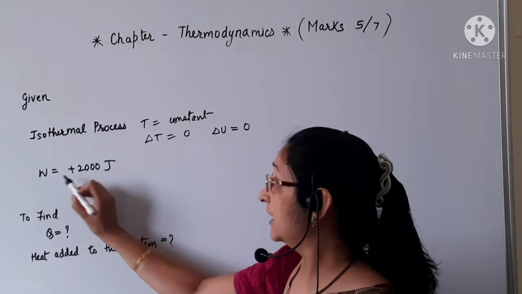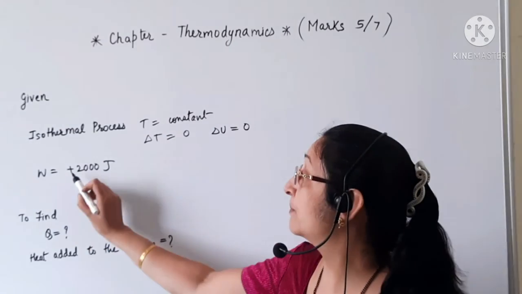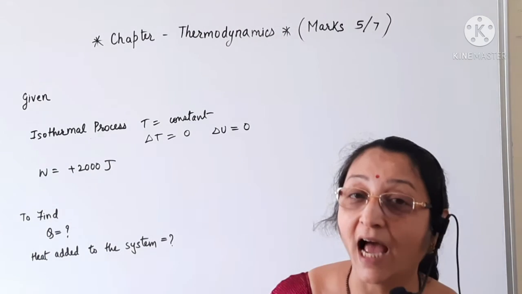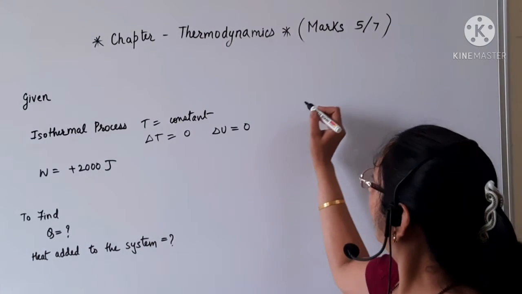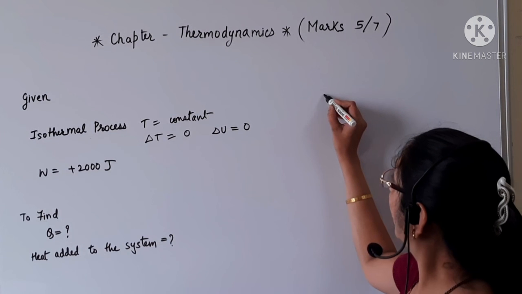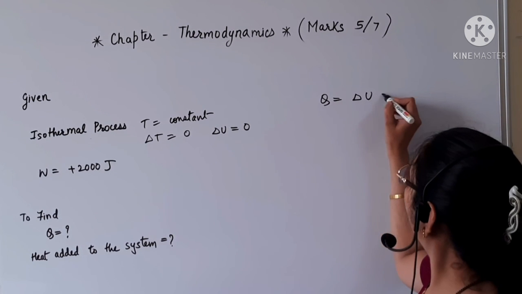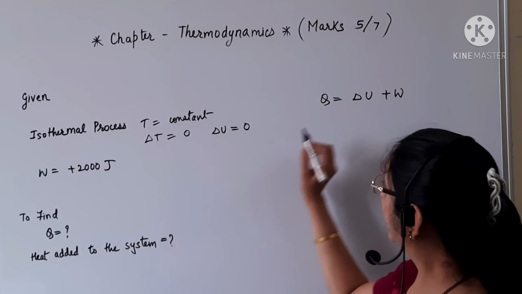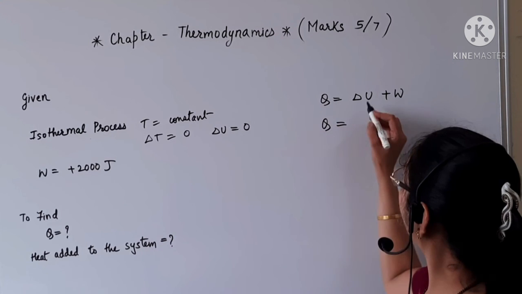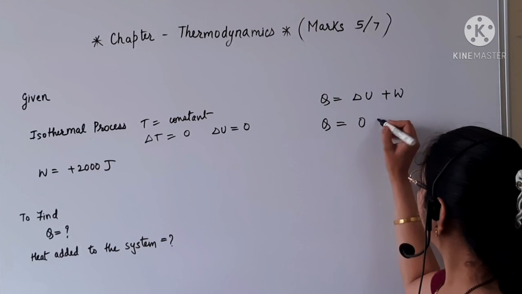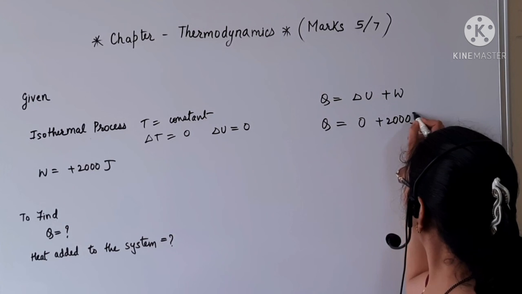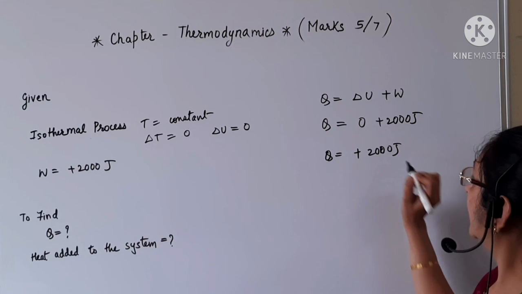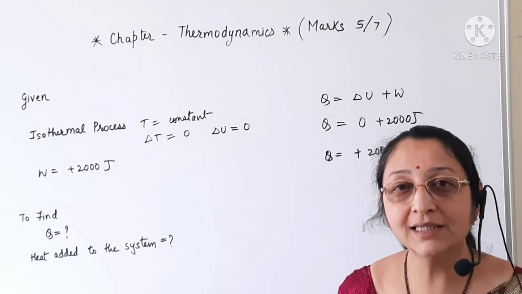So its work done is 2000 joule of work, but it is plus 2000 joules. Now they have asked us to find how much heat is added to the system. So according to the first law of thermodynamics, Q is equal to delta U plus W. Since they have asked us to find Q, delta U is given as 0, and work done is plus 2000 joule. So Q is equal to plus 2000 joule, which is the heat added to the system.